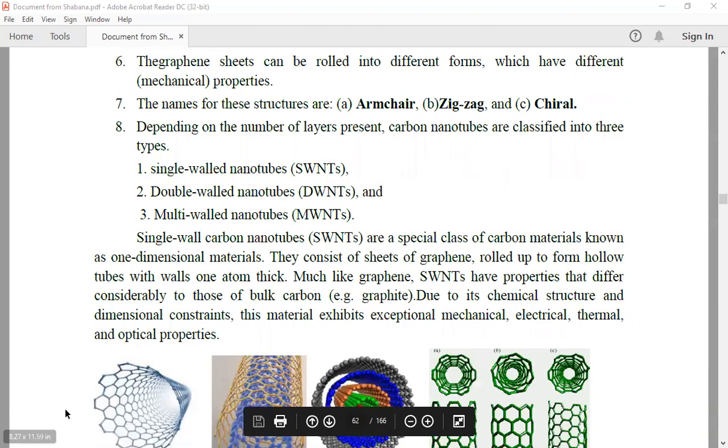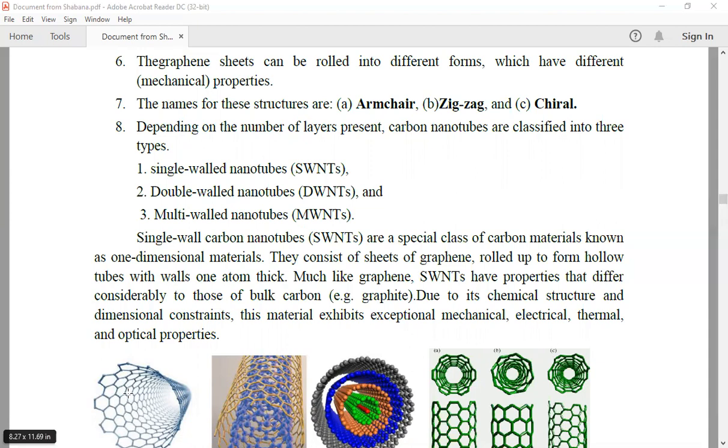And the graphene sheets can be rolled in different forms, which have different mechanical properties. They can be rolled in the form of an armchair, which has a special type of mechanical property. And they can also be rolled in a zigzag manner, which has another mechanical property, completely different from that of the armchair.